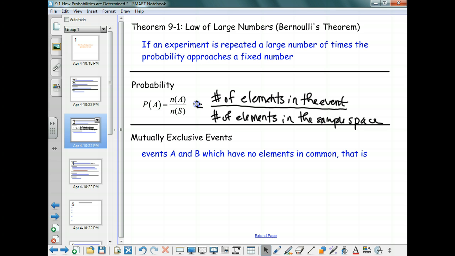Mutually exclusive events are events that have nothing in common. And we've seen this notation. You may or may not have seen it, but this notation comes up both in contemporary math and in math 1. And this is an intersection. It means what they have in common. And if they have nothing in common, we say that that's the empty set, and that's the notation for the empty set. So it flat out means they have nothing in common.